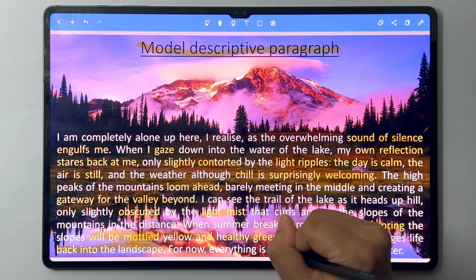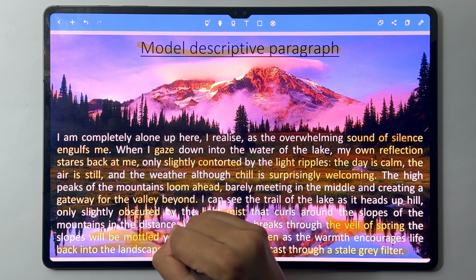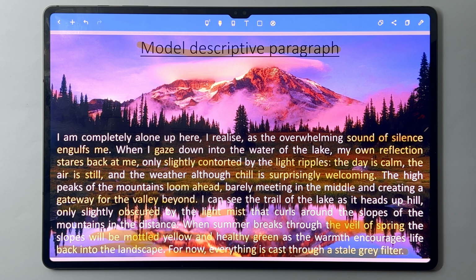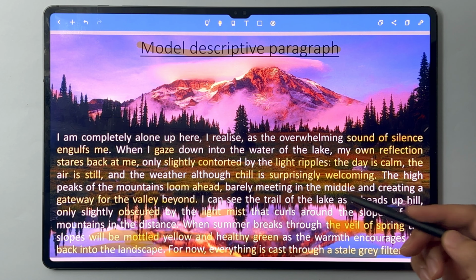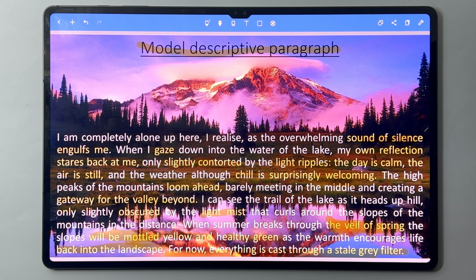For now, everything is cast through a stale grey filter. Okay. So look at how I've concluded this description. Everything is about to change for the better. Okay. And this description shows evidence of the different strategies which we've looked at in this video.